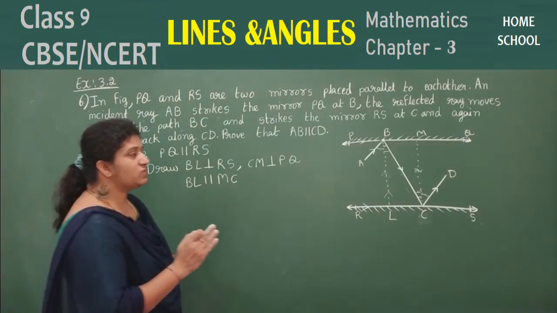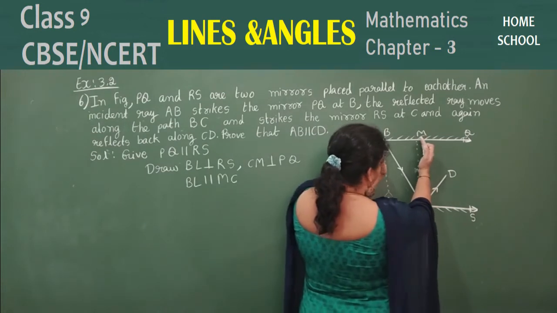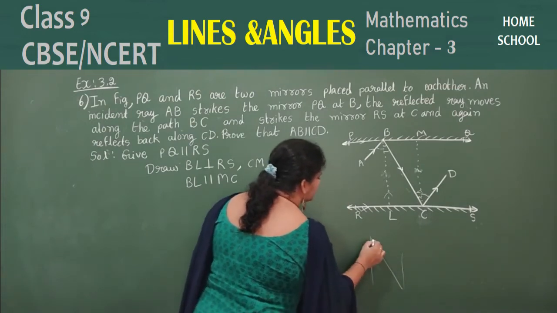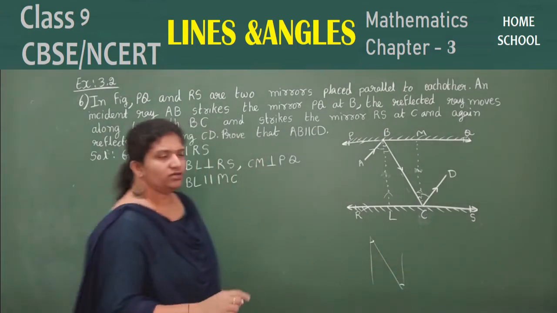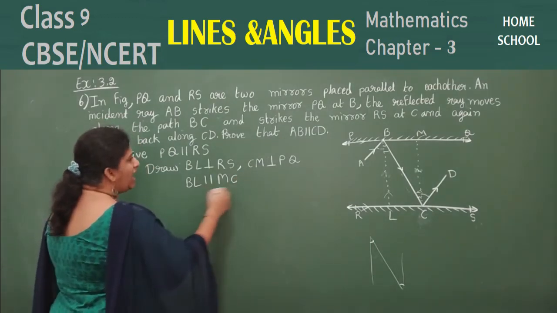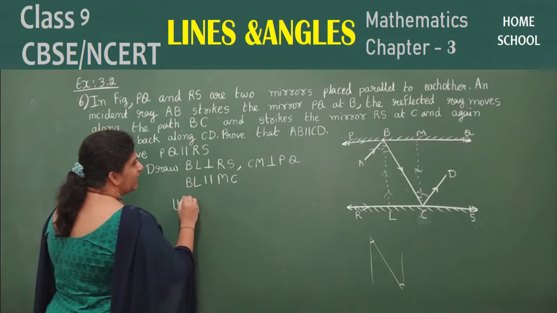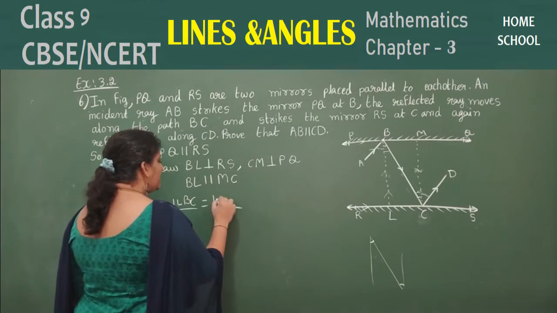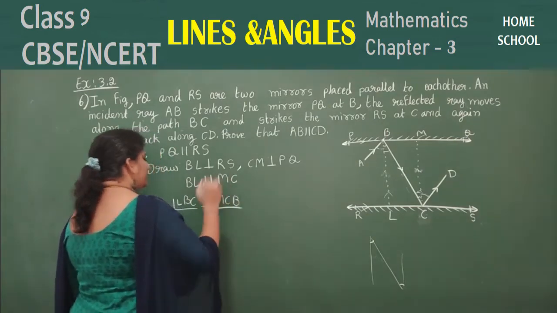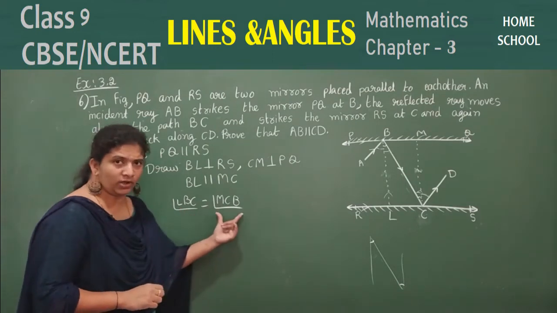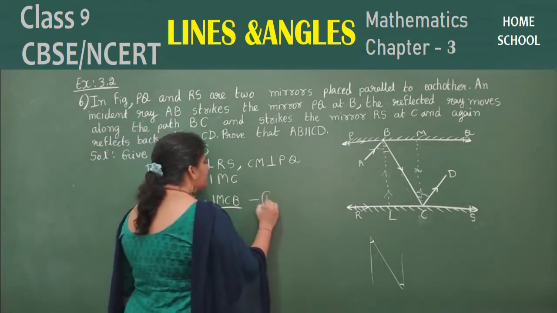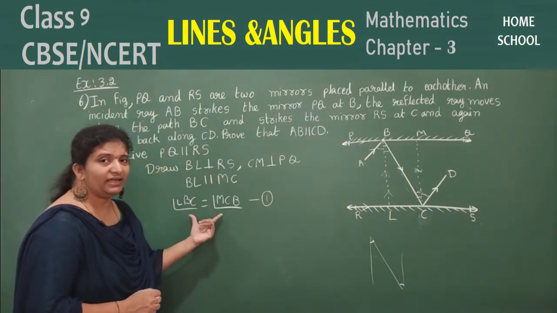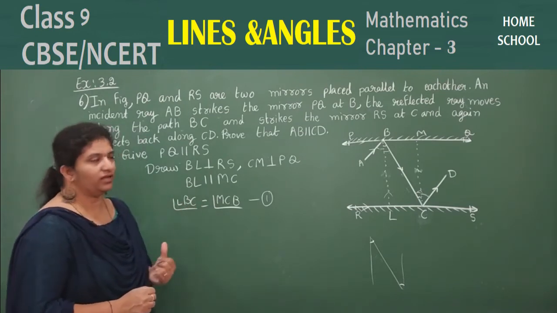Now by seeing this, just observe only this, children. If these two lines are parallel, what happens? This angle is equal to this angle or not? So that I'm going to write. If they are parallel, angle LBC is equal to angle MCB. This is your first equation. How have I written this? If two lines are parallel, their interior alternate angles are equal.